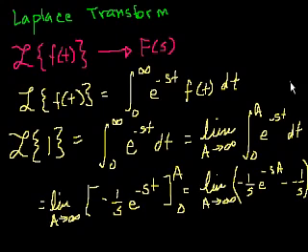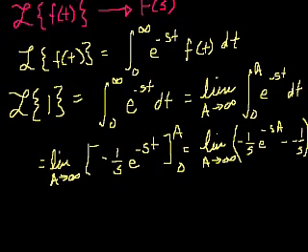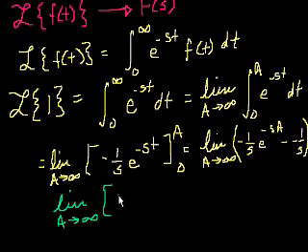Fair enough. And then let me scroll down a little bit. I wrote a little bit bigger than I wanted to, but that's okay. So this is going to be the limit as a approaches infinity of minus 1 over s e to the minus sa minus minus 1 over s. So plus 1 over s.